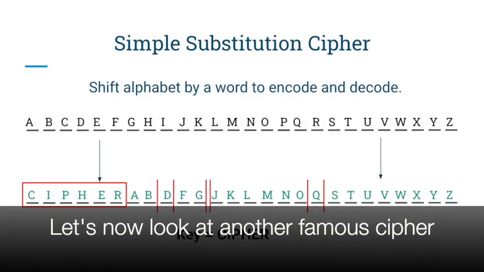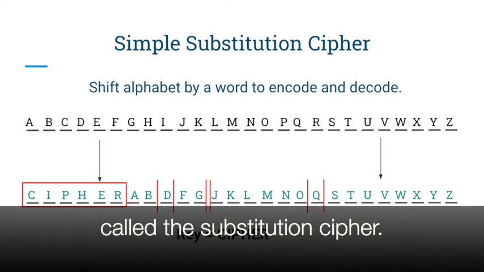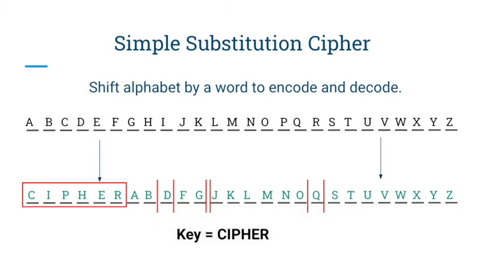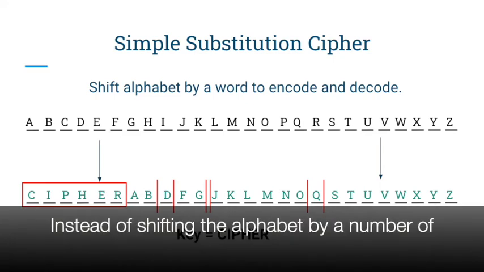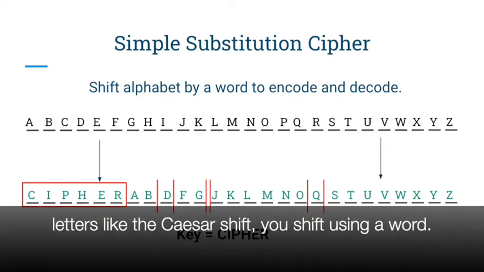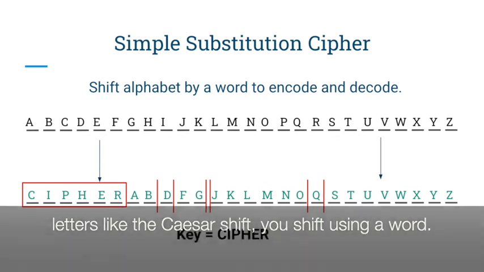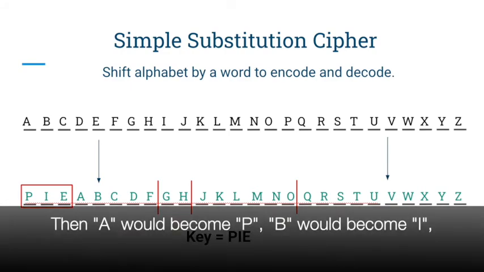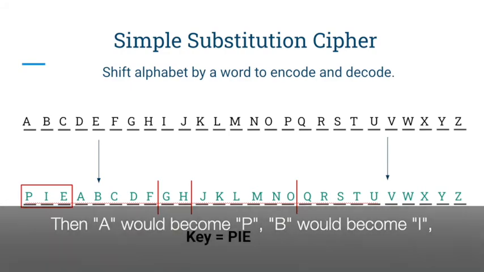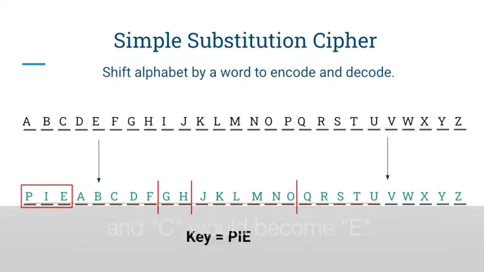Let's now look at another famous cipher, called the substitution cipher. The substitution cipher is a little bit more difficult. Instead of shifting the alphabet by a number of letters like the Caesar shift, you shift using a word. Let's say your keyword is pi. Then A would become P, B would become I, and C would become E.